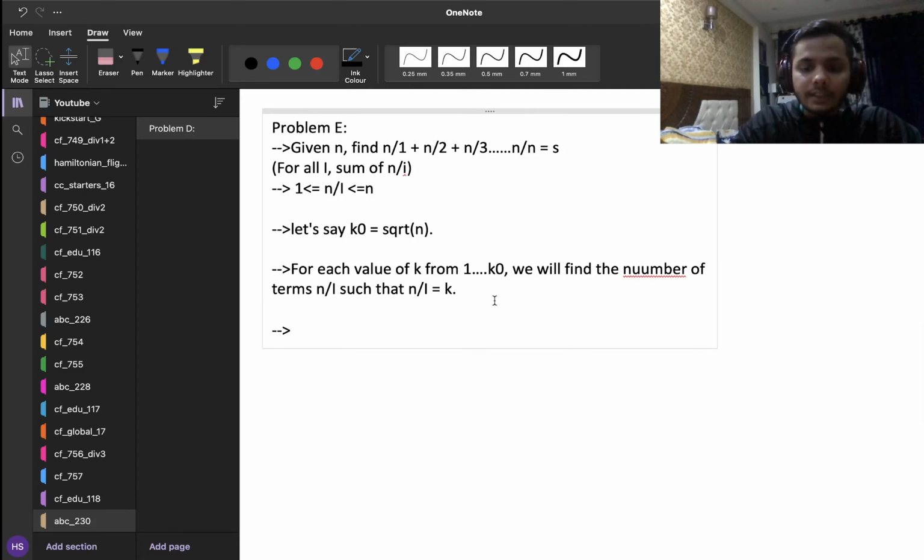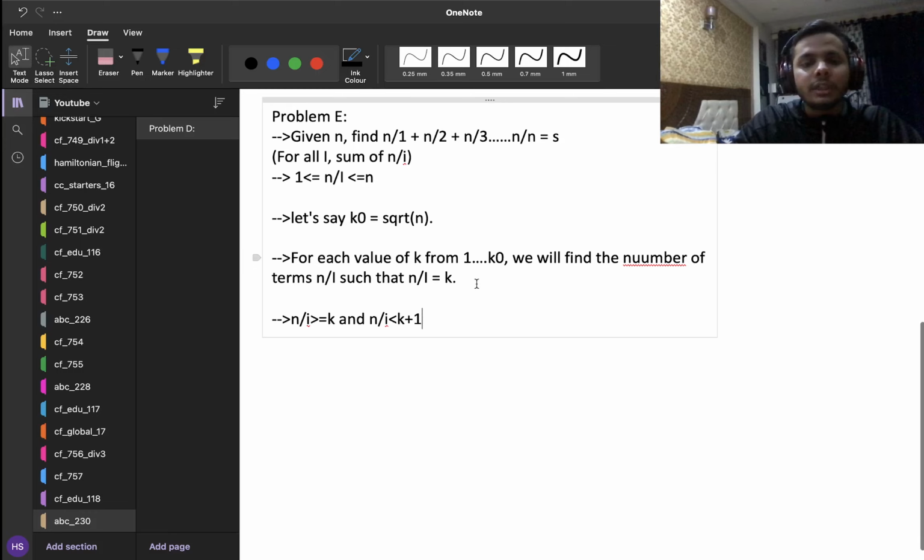Now I know that the floor function of n by i will be k if and only if n by i is greater than or equal to k and n by i is strictly less than k plus 1, right? Because if n by i is greater than or equal to k plus 1, then the greatest integer function of n by i becomes k plus 1. And so this is a necessary condition for the greatest integer function of n by i to be equal to k.